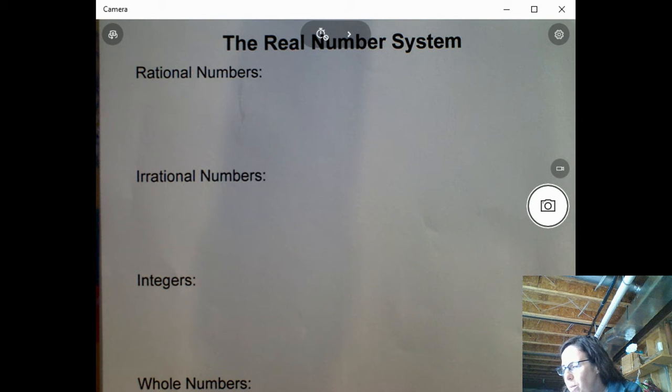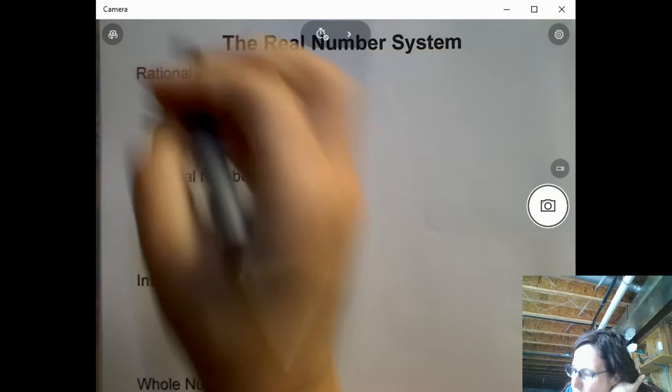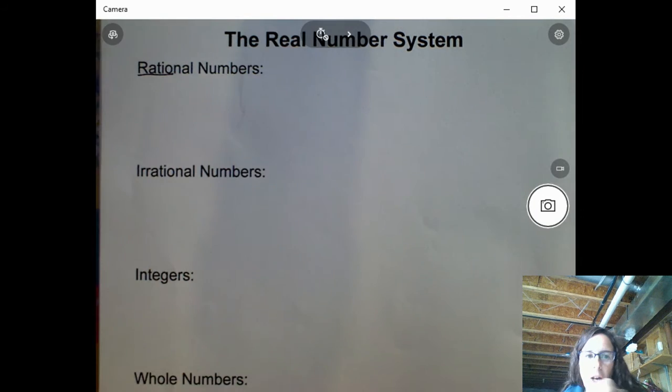So when you do the real number system, there are a couple different categories. I'm going to do it this way first and then draw a quick Venn diagram to show you how they fit together. There are two main categories, the rational numbers and the irrational numbers. In rational, you can see the word ratio, and ratio actually means fraction.